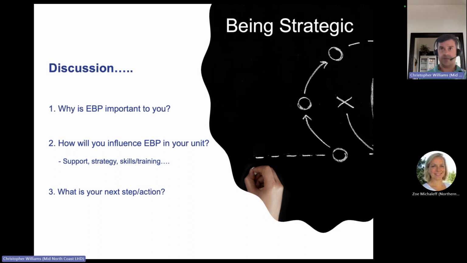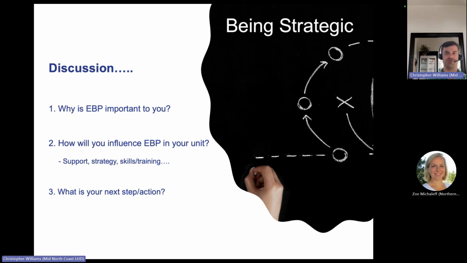And then think about how this works in your practice setting. So within the unit that you're working in, or the service that you're working in, consider how you might influence evidence-based practice and how it might be used routinely. So think about the support strategy you can apply. Does it need to be more strategic and considered, and perhaps the skills and training that you might be able to support some of your colleagues with.